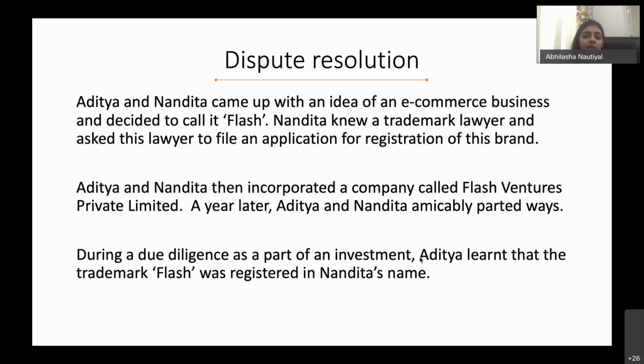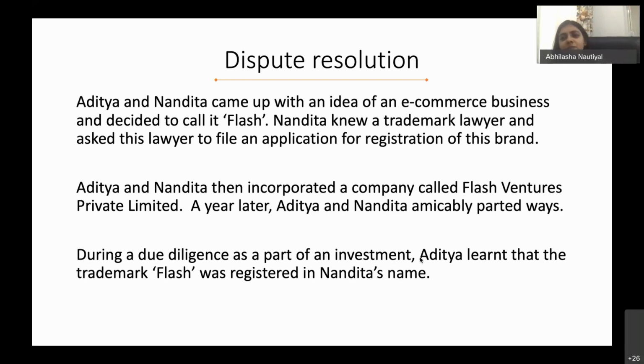brand? A company is incorporated subsequently, and Aditya and Nandita feel they don't want to work together again, and they amicably part ways, with Aditya staying on with the company. During a round of investment a few years later, due diligence is being carried out, as is the normal course, and Aditya learns that the trademark Flash is actually registered in Nandita's name. It's not registered in Aditya's name, it's not registered in the company's name, but it is registered in Nandita's name.